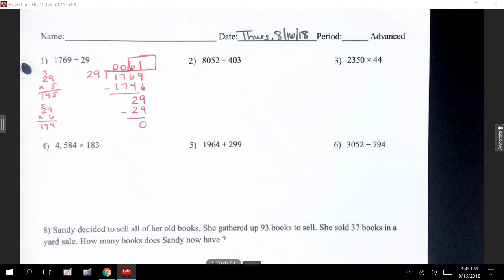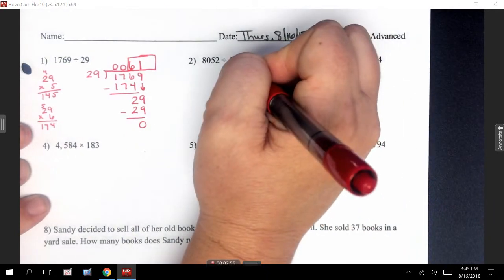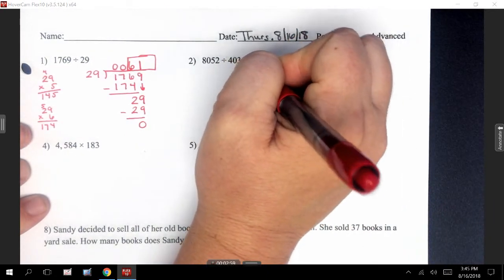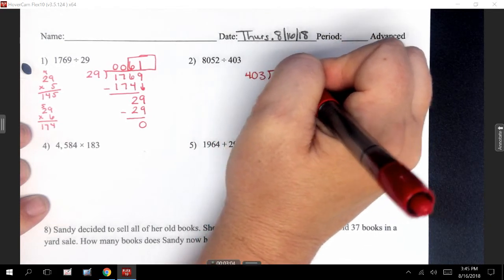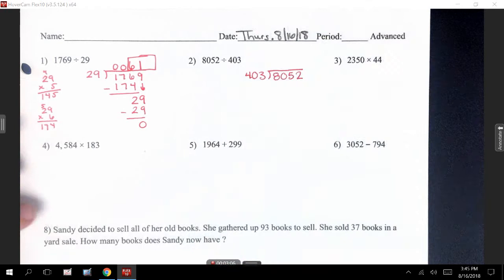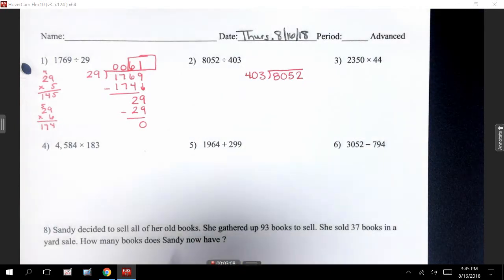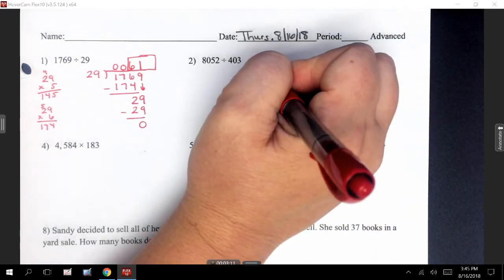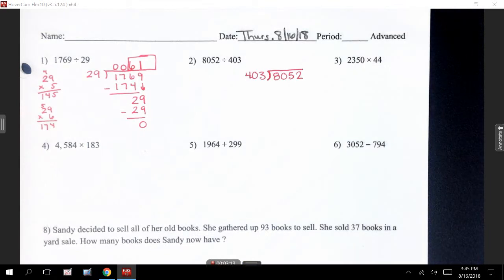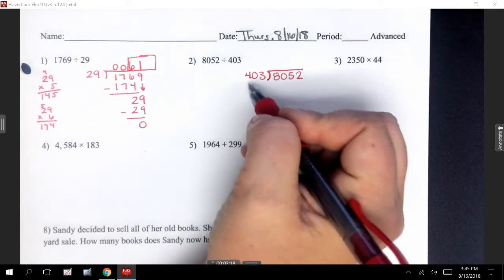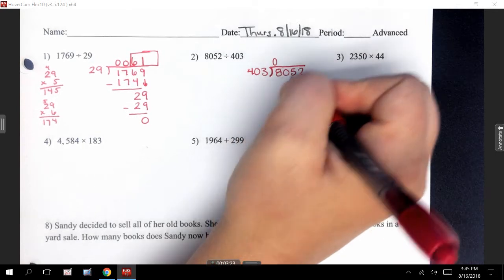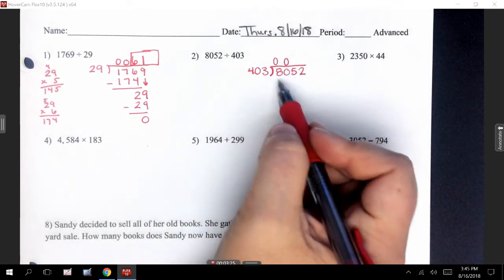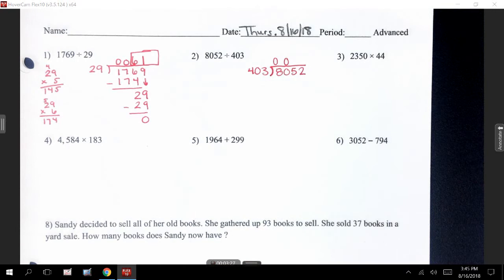All right, let's look at the next one. So here we have 403 at the door, getting a little bit bigger here. 8,052 in the house. All right, so this one, I think some of us in class got a little freaked out by those big numbers. But remember, 403 is really close to 400, which is an easy number to picture in our head. So when I look here, obviously 403 can't go into 8. And 403 can't go into 80, so that's going to be another 0. But 403 can go into 805.